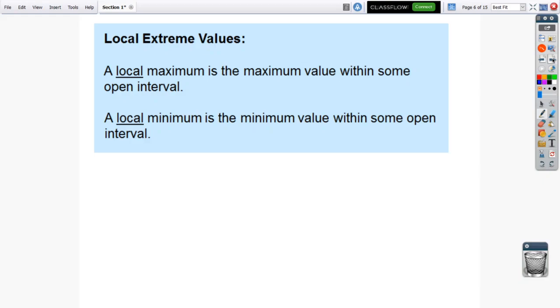Whew. Local extreme values, instead of the absolute or global extreme values, are within a local neighborhood. So a local maximum is the maximum value within some open interval. A local minimum is the minimum within some open interval.